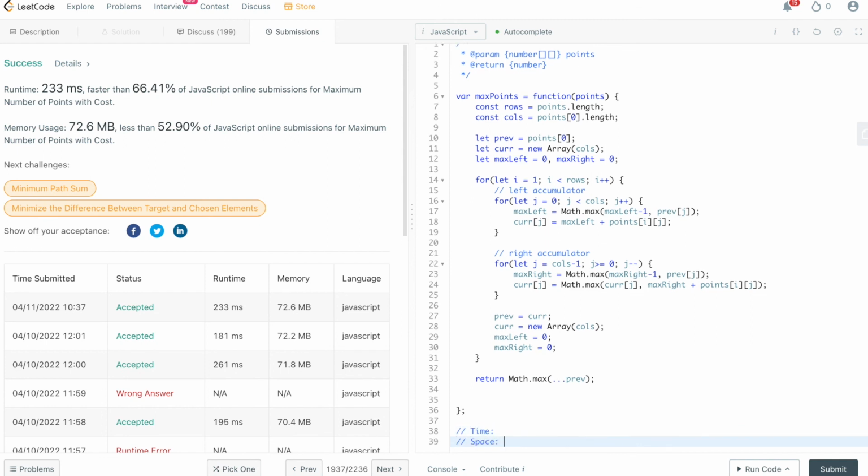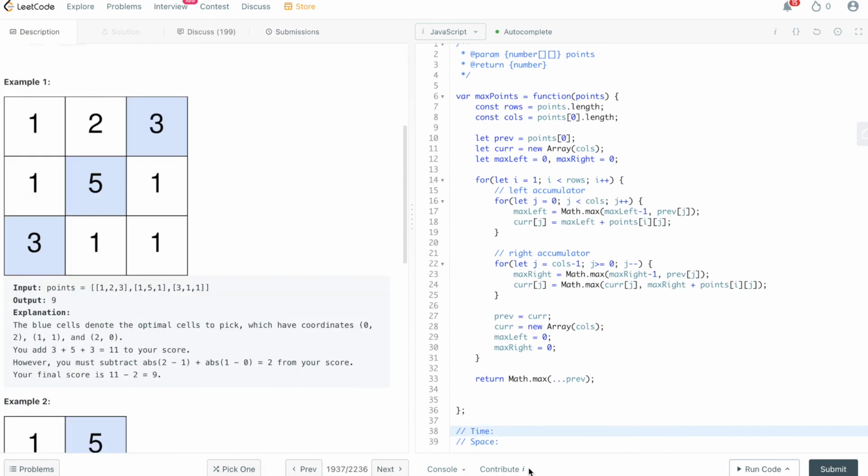So let's take a look at the time and the space complexity. Space complexity is pretty easy. It's going to be O of n, right? Because we have these two extra arrays, which are dependent on the number of columns. So that's n. However, the time complexity, let's take a look at that.